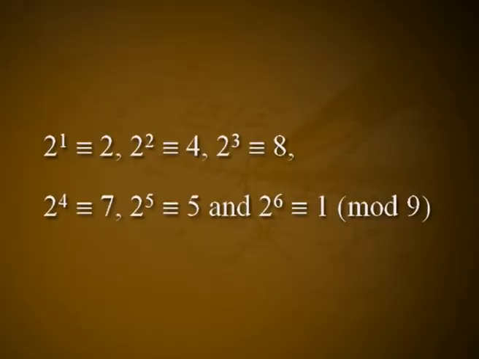Example 3. Solve the linear congruence 7x congruent to 2 mod 9. We know 2 is a primitive root modulo 9. Also, 2 raised to 1 congruent to 2, 2 squared congruent to 4, 2 cubed congruent to 8, 2 raised to 4 congruent to 7, 2 raised to 5 congruent to 5 and 2 raised to 6 congruent to 1 mod 9. Thus, ind of 7 is 4 and ind of 2 is 1.